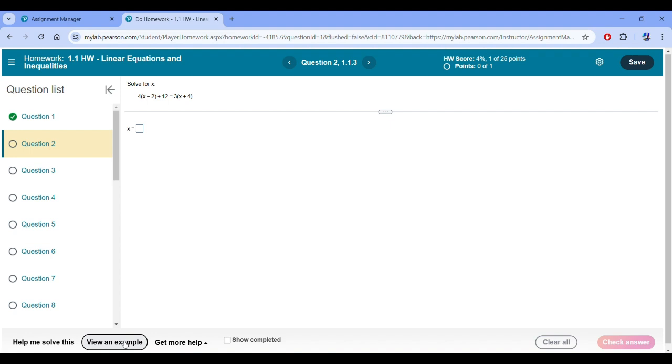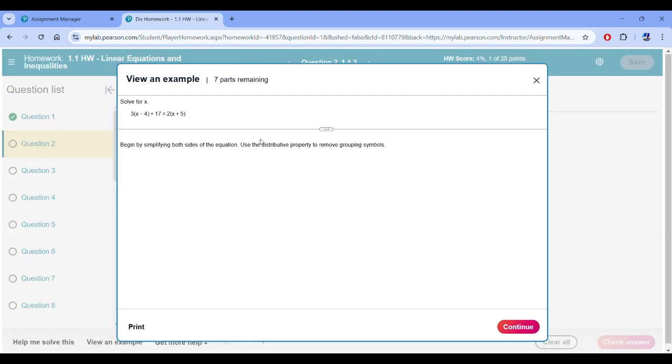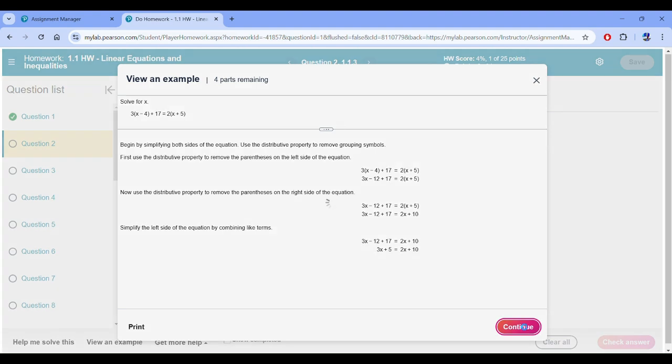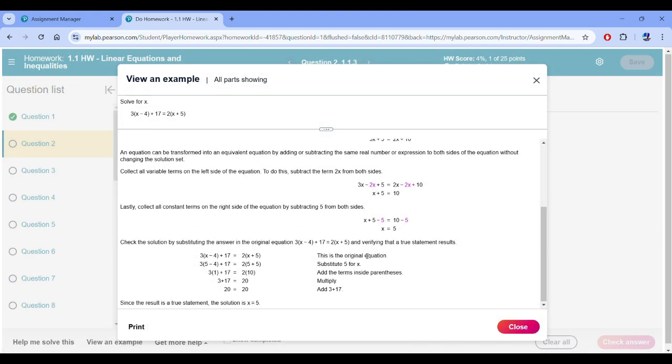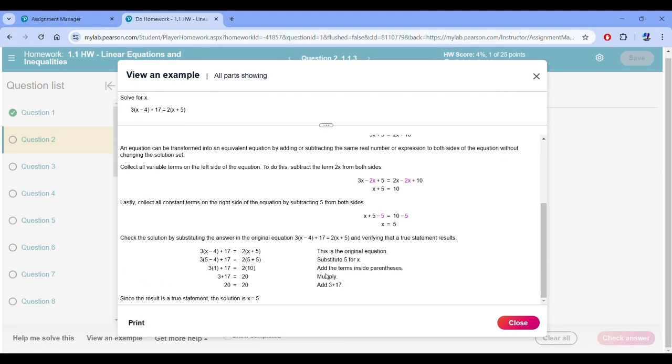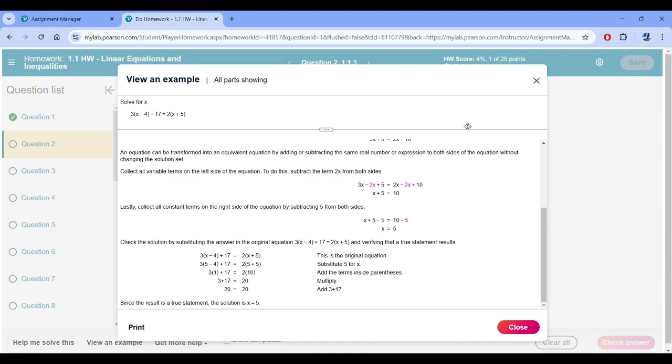And again, if you're struggling, you can always view an example. As you can see, there are 7 parts here, so I'm just going to click 3, 2, 1, and now I see everything that I need to get this problem right. So if you are struggling, you can always use view an example.